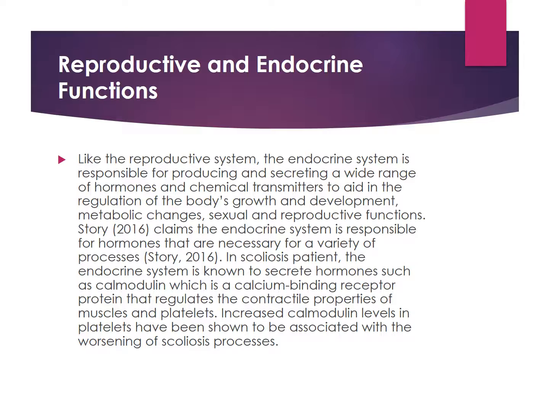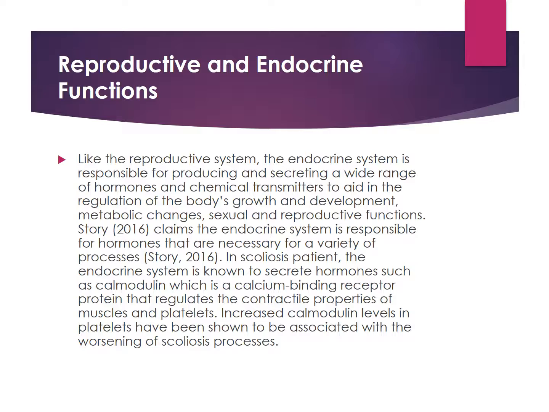Like the reproductive system, the endocrine system is responsible for producing and secreting a wide range of hormones and chemical transmitters to aid in the regulation of the body's growth and development, metabolic changes, and sexual and reproductive functions. The endocrine system is responsible for hormones that are necessary for a variety of processes.